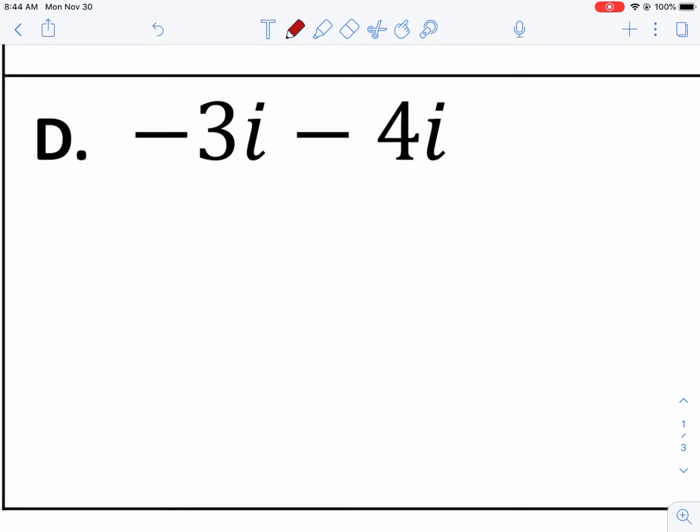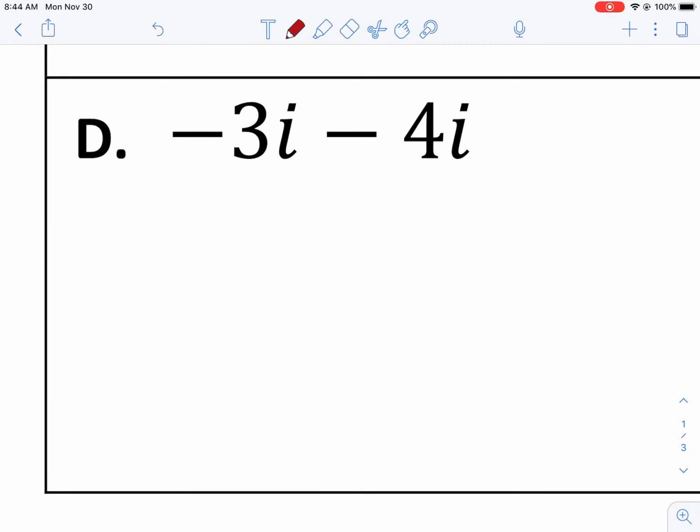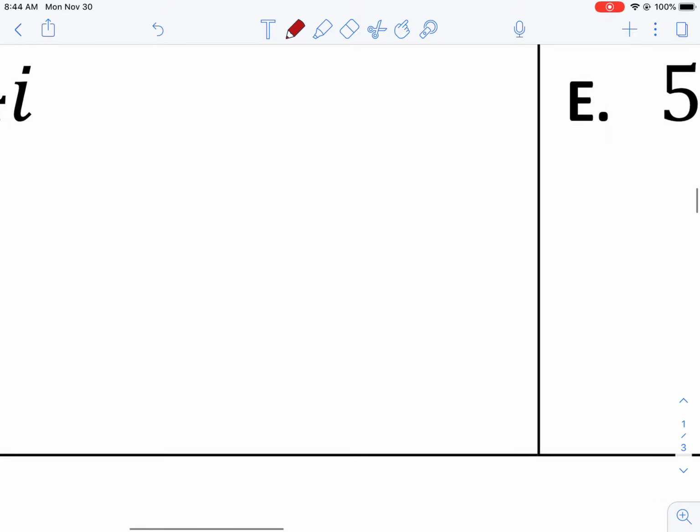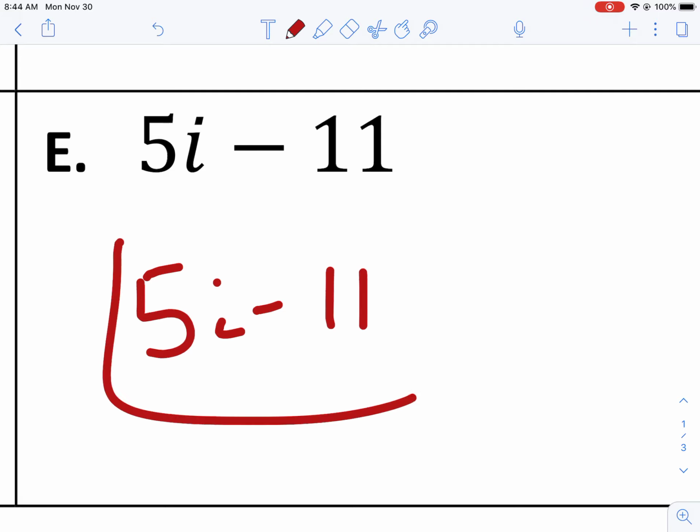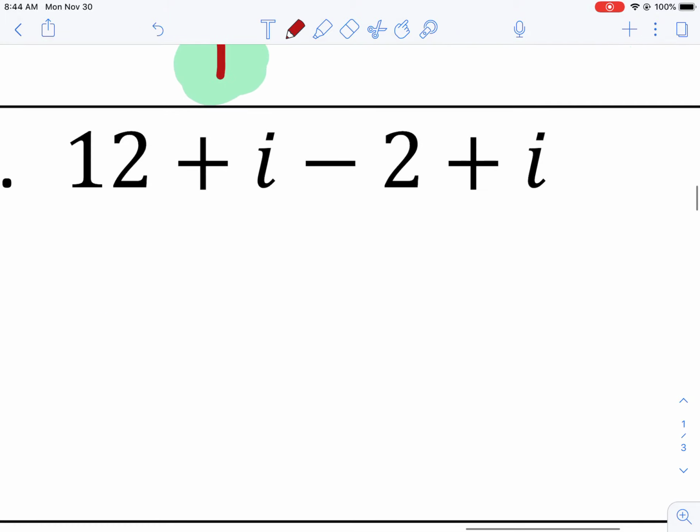And i's work the same way. i's just like a letter. So negative 3i minus 4i would be negative 7i. 5i minus 11 does not simplify. The answer is just 5i minus 11. You can't add or subtract things if one has an i and one's a number. They're not like terms. This is what we call a complex number. It has a real part and an imaginary part. Those two parts can never combine unless you're multiplying, then they can.